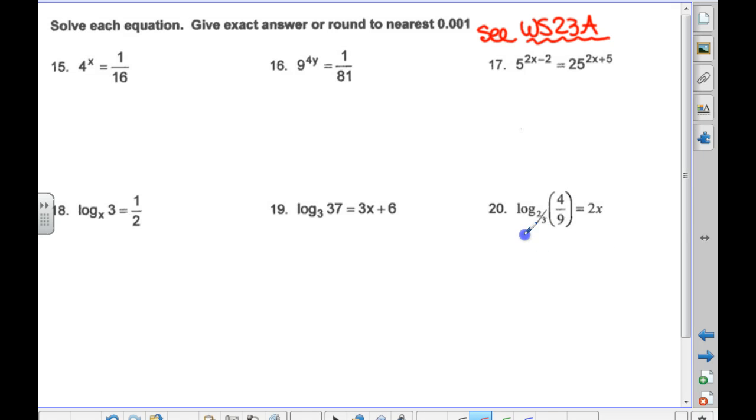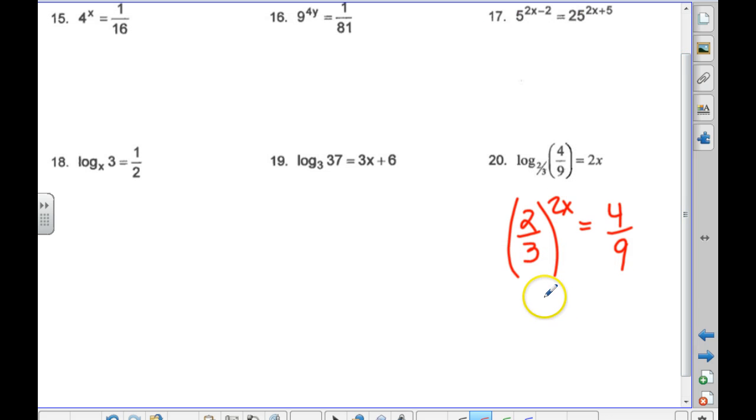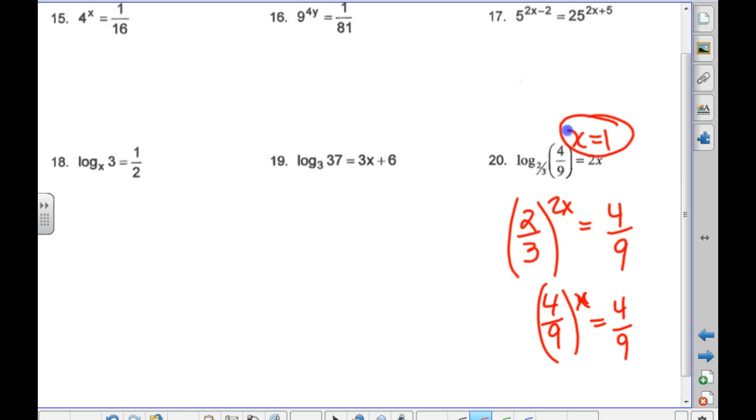20? I don't think it's tricky. 2/3 to the 2x equals 4/9, right? If I just rewrote it, this 2 is squaring the 2/3. What would that make it? If I square the 2 and the 3, I'd get 4/9, right? So I have 4/9 to the x equals 4/9. So I'm thinking x is 1. Would it be wrong if I typed that in the calculator and divided by 2? Should get exactly 1. Okay.